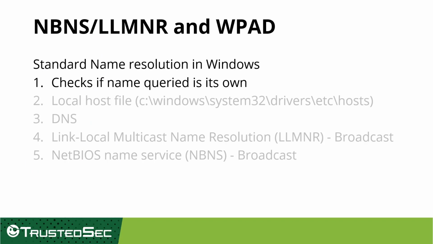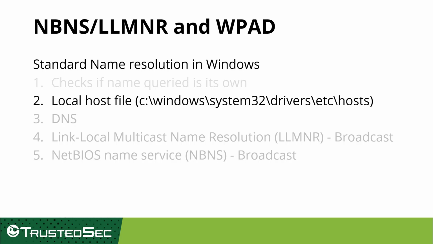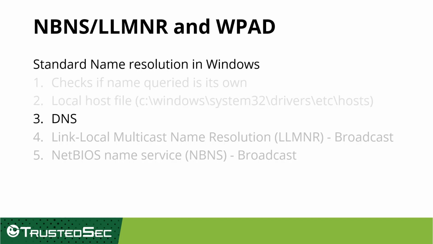Next, we are going to look at name resolution in Windows and how that is abused by attackers. So Windows has a standard way of resolving names into IP addresses. And when Windows is communicating with another host, it uses the IP address. So when you try to resolve a name, it first checks if the name belongs to itself. If that is not the case, it checks the local hosts file. And if no match is found in the local hosts file, it queries the DNS servers.